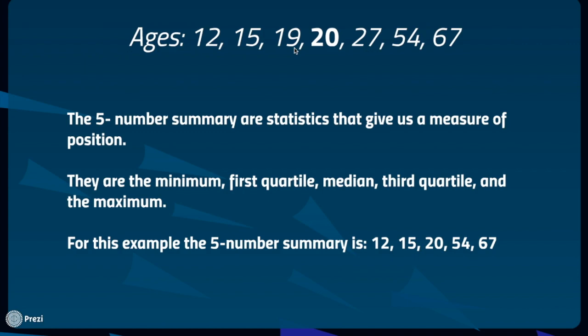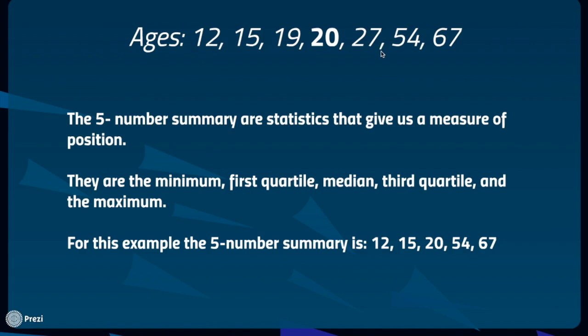There's 7 people, and the 5-number summary is a statistical way to talk about the positions of the data, including the center. So the 5-number summary is made up of the minimum, first quartile, median, third quartile, and maximum. The minimum is easy enough to point out. It's the lowest one in the data set. The maximum is the highest number in the data set, 67. The median is the number that's in the middle of the data set.